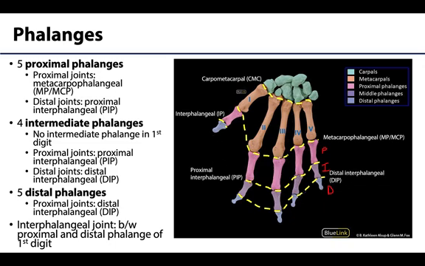The joints between the proximal and the intermediate phalanges of digits 2 through 5 are referred to as the proximal interphalangeal or the PIP joints. And the joints between the intermediate phalanges and the distal phalanges are referred to as the distal interphalangeal or DIP joints. And since there is no intermediate phalange associated with the first digit, the joint between the proximal and the distal phalange is just referred to as the IP or the interphalangeal joint.